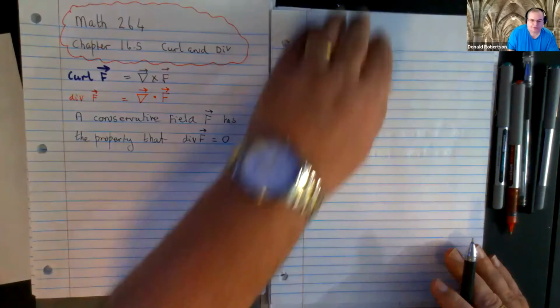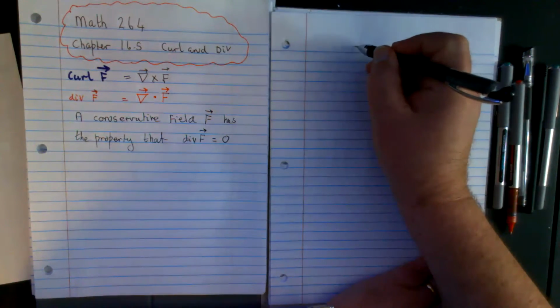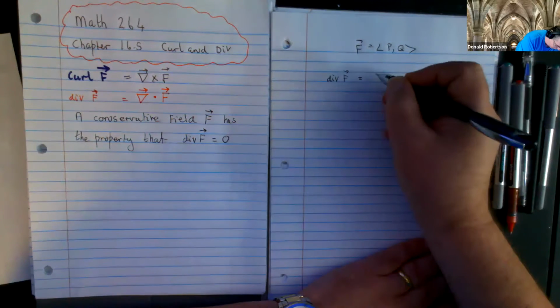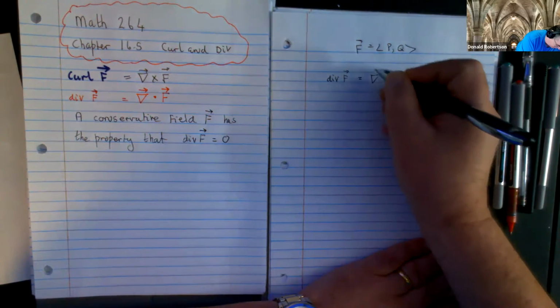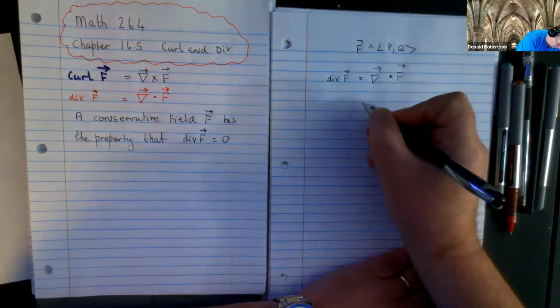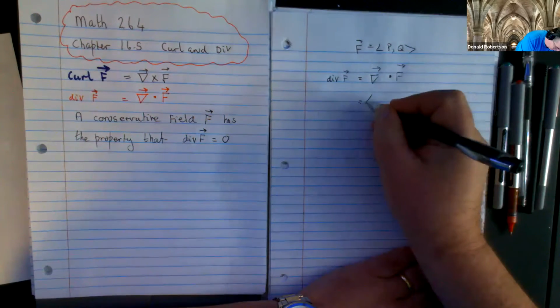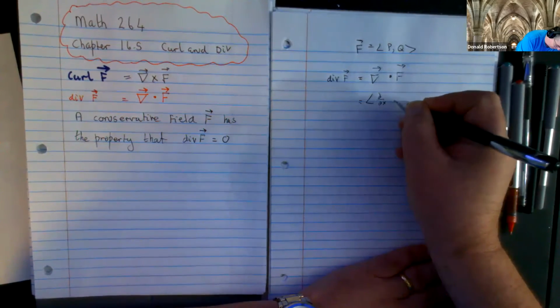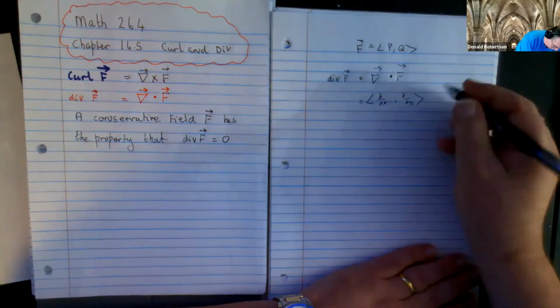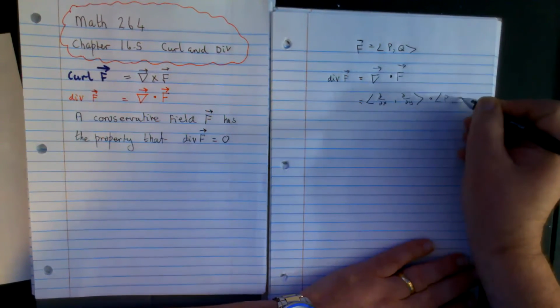You can do curls and divs for 2D. So suppose F is a vector field and it's only got 2 pieces to it, P and Q. If I wanted to do the div of it, then I would do a dot product with the grad and the F. The grad function is d by dx, d by dy, doing a dot product of P and Q.